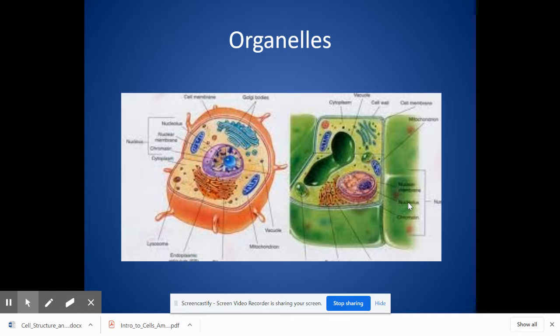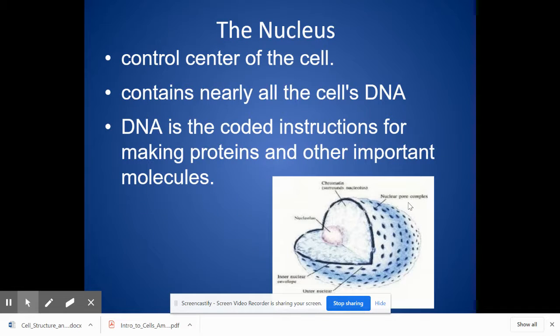Now we're going to get on to some organelles. The nucleus is the control center of the cell. It contains nearly all of the cell's DNA. And DNA is the coded instructions for making proteins and the blueprints for building an organism.